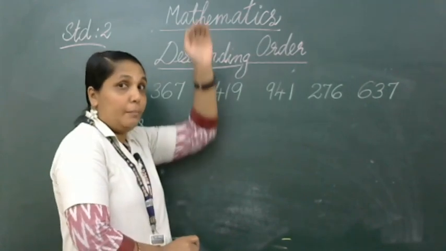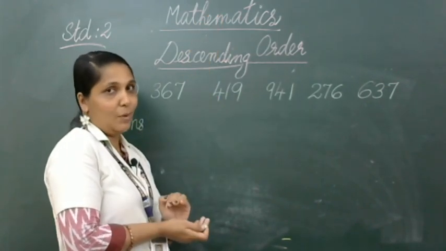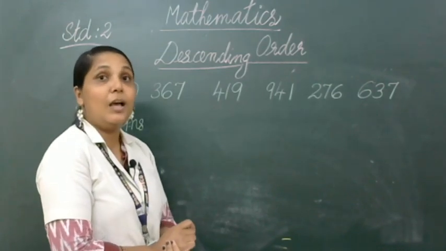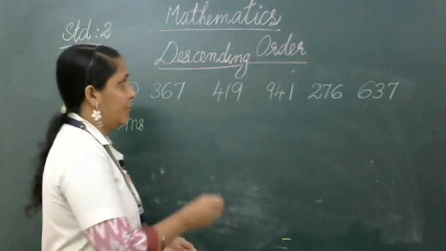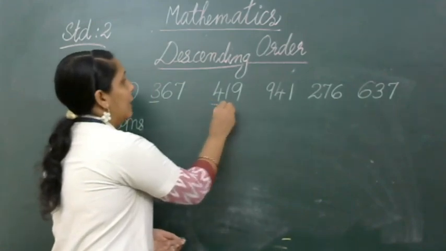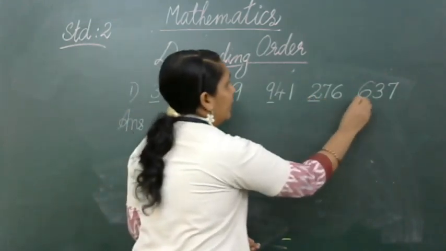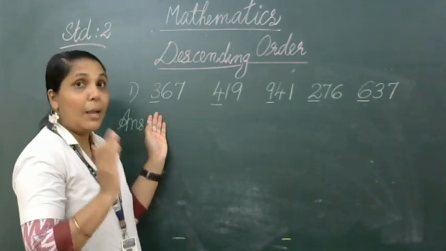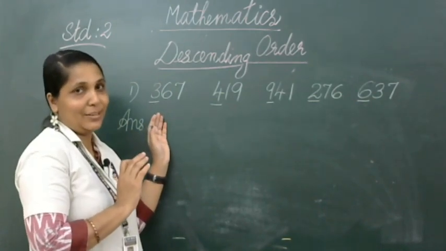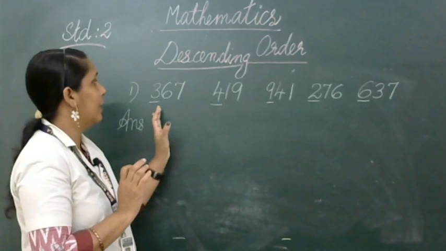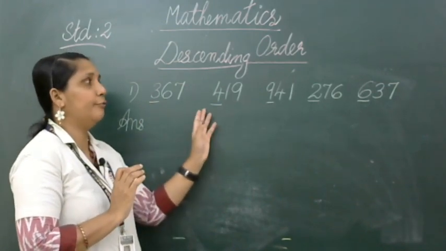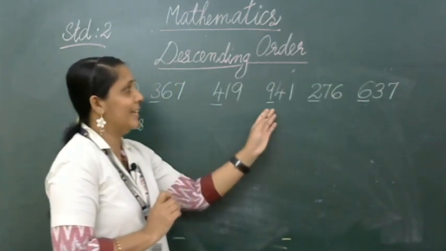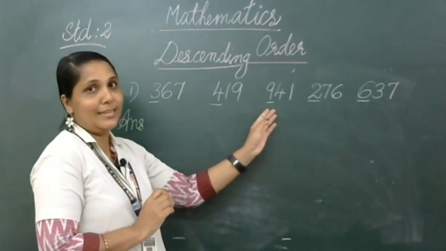Descending means biggest to the smallest. Then same thing you have to do. Start from the leftmost position. So underline the leftmost position numbers. Here we have to find the biggest numbers first. You have to find the biggest number. Which is the biggest number? 3, 4, 9, 2, 6. Which is the biggest? Yes, obviously it is 9. So which is the biggest number?